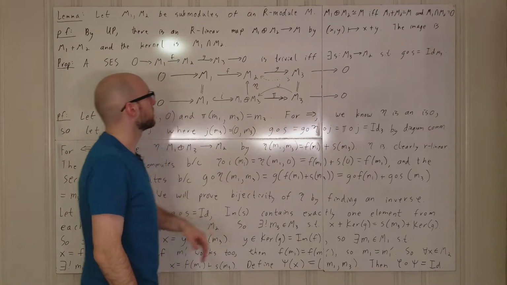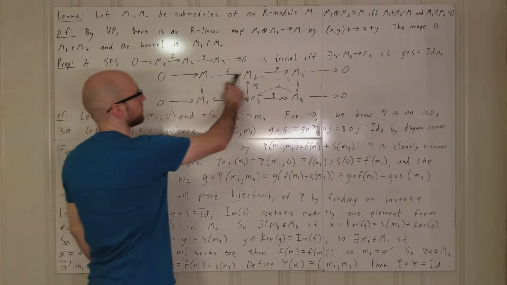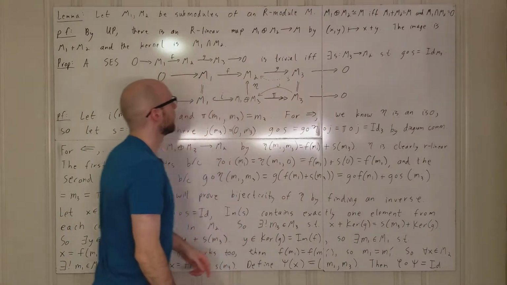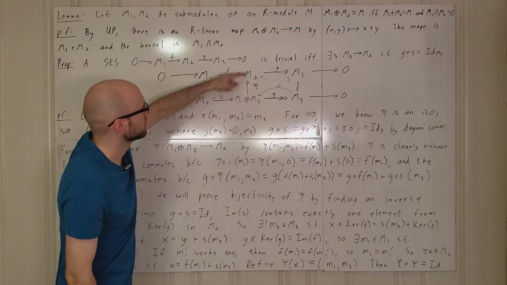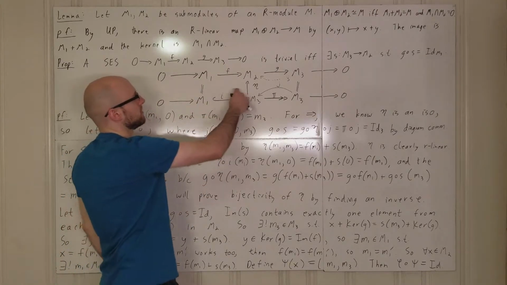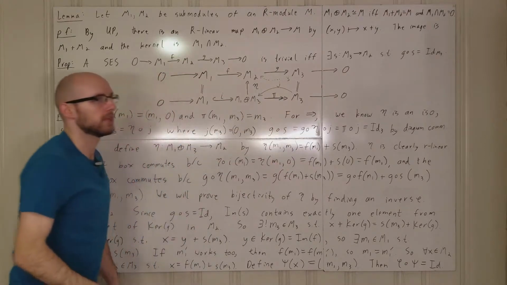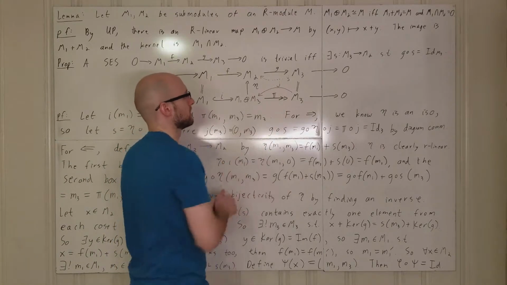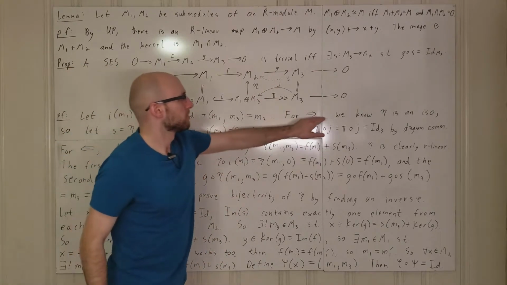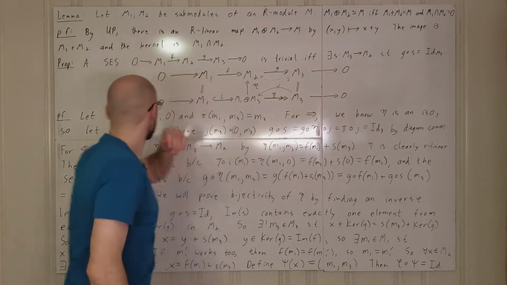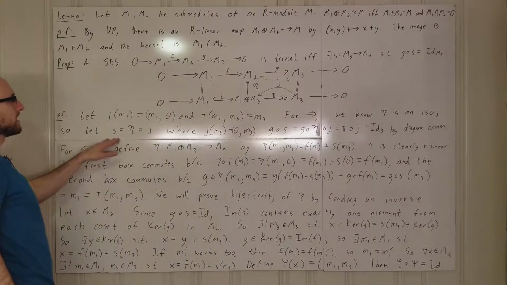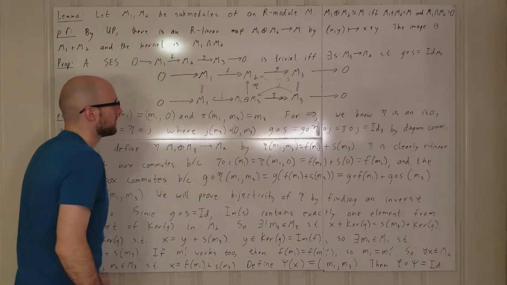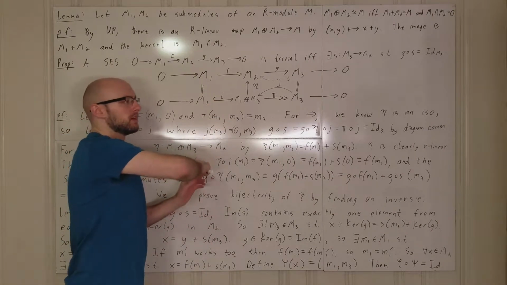So for the forward direction, suppose that this is a trivial short exact sequence, i.e. suppose that there is a short exact sequence down here, and we have an isomorphism eta that goes from here to here, and suppose that this box commutes and this box commutes. So that's a lot of assumptions. And given those, we want to prove that there exists a splitting S. So for the forward direction, we know that there is an isomorphism eta.